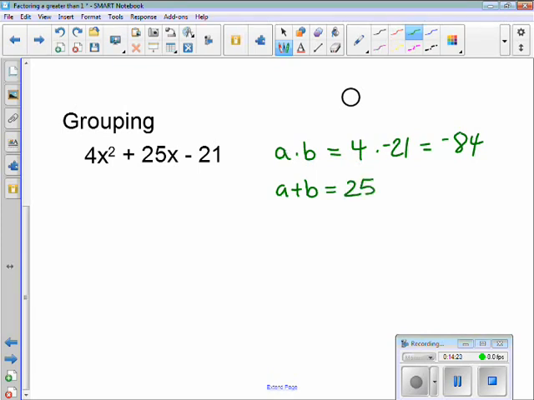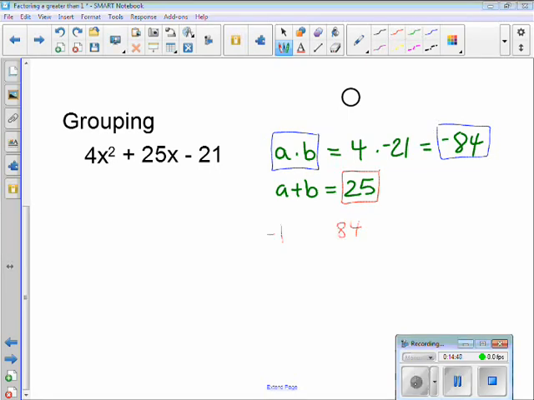Where did I get that 25? That's that middle term, okay? So you need to identify how I just got that. You'll have your space. You'll have to do this multiple times to get this process in order. So again, we're looking for two numbers that multiply together to give me negative 84, but add together to give me 25. So let's look at a couple of choices.